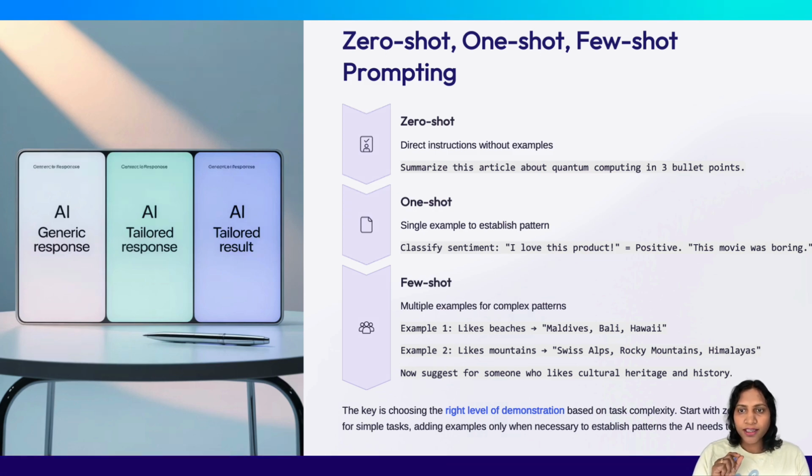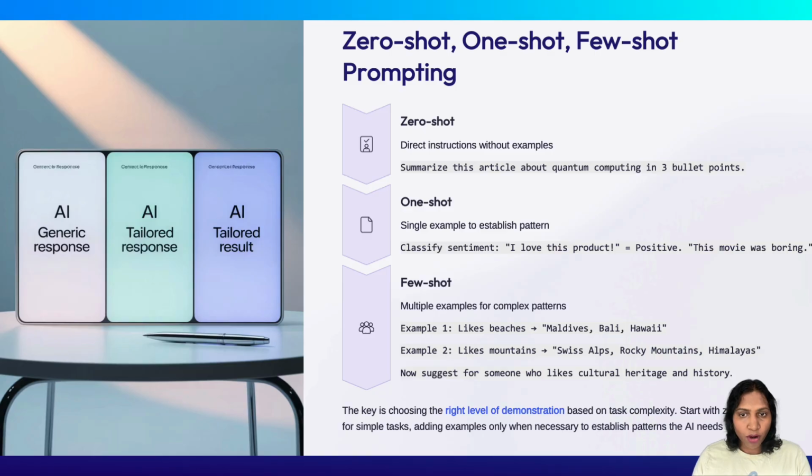What does that mean? It gives a single example to establish a pattern for the AI. In this example, you're classifying the sentiment. So when the text says "I love this product," it means positive. "The movie was boring" means it's negative, right? So similar to that, we are giving some examples of what it means.